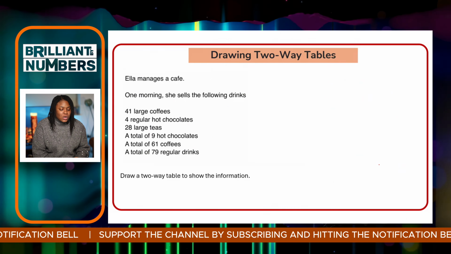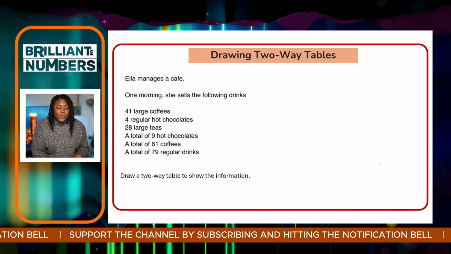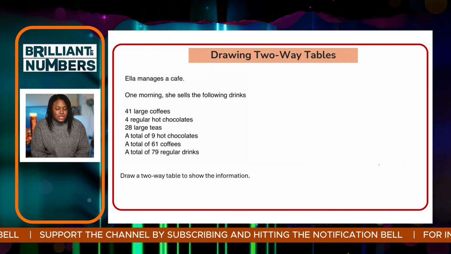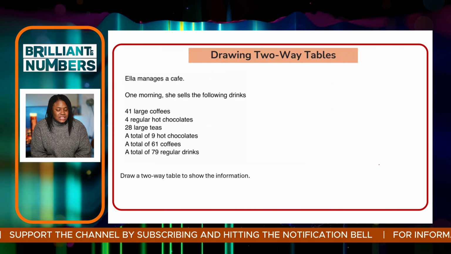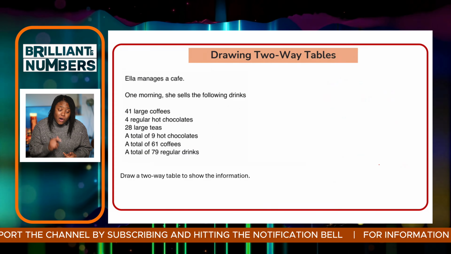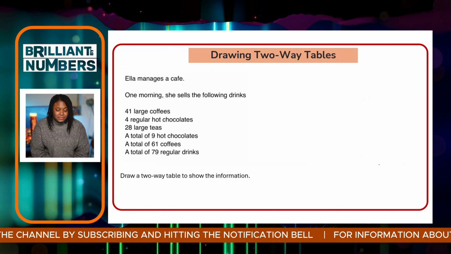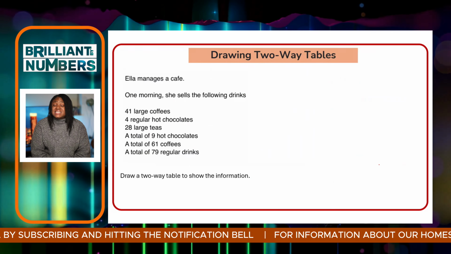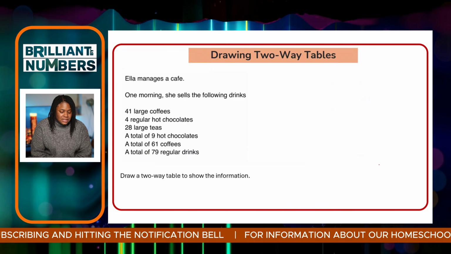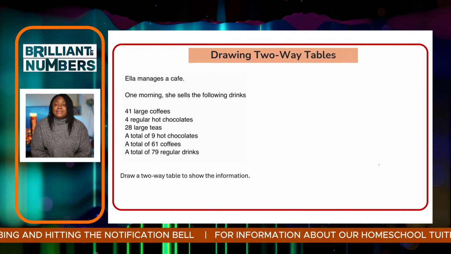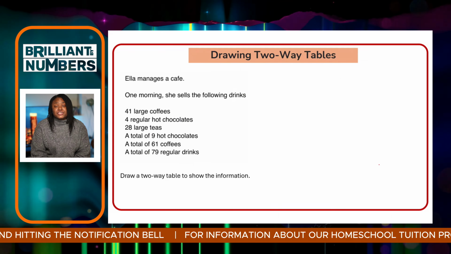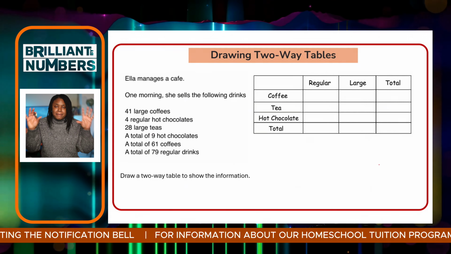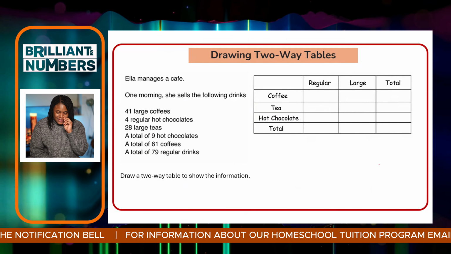She's got 41 large coffees, 4 regular hot chocolates, 28 large teas, a total of 9 hot chocolates, a total of 61 coffee, a total of 79 regular drinks. We're asked to draw a two-way table to show this information. So I have pre-drawn my table, and then we're going to put the values in together.